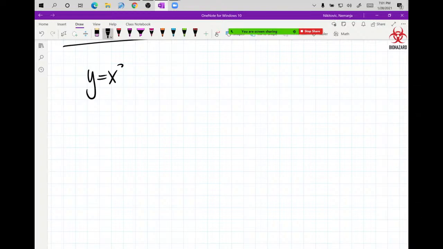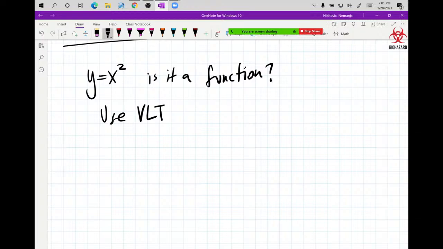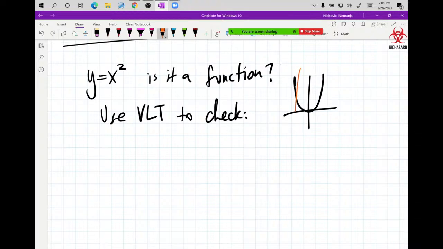Y equals x squared. Is it a function? Okay, to answer this, use the vertical line test to check. Yes. And we're done.